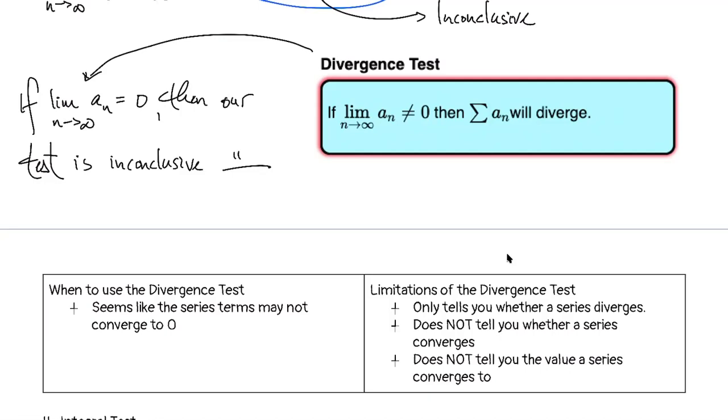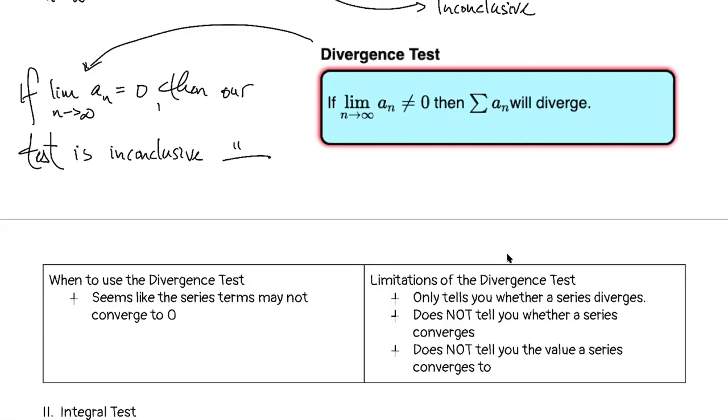But the limitations: it only tells you whether a series diverges. It does not tell you if it converges. And it's not like yesterday, where it tells you the value that the series converges to. So if you get a number that's not 0, it diverges. But if you get 0, it doesn't mean that the series converges to 0.